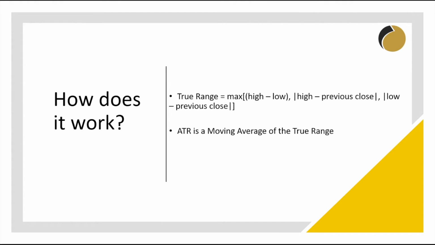Now, once the true range is calculated, the ATR is plotted as the moving average of the true range. It can be an exponential moving average, running moving average, or regular moving average, which you can set in the technical charting tool that you use.